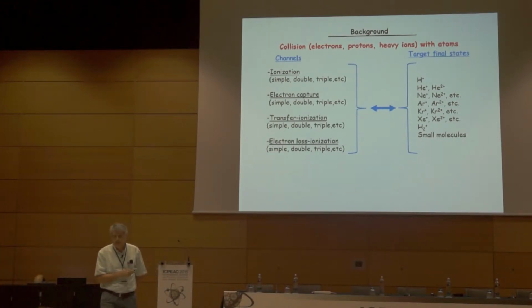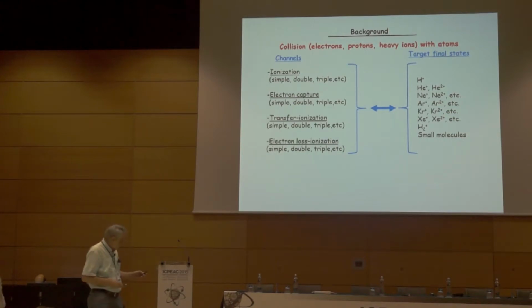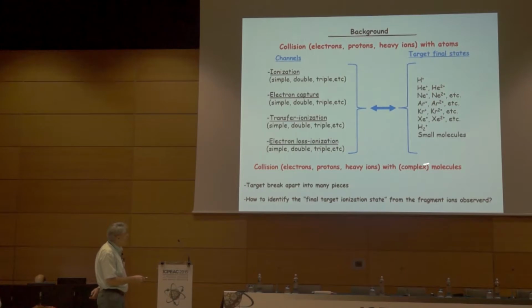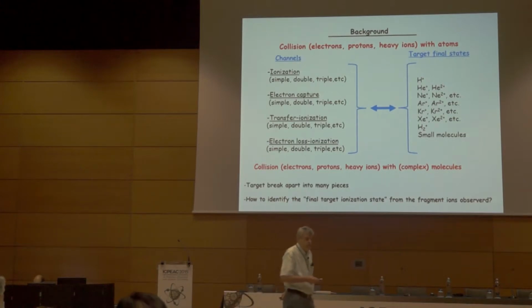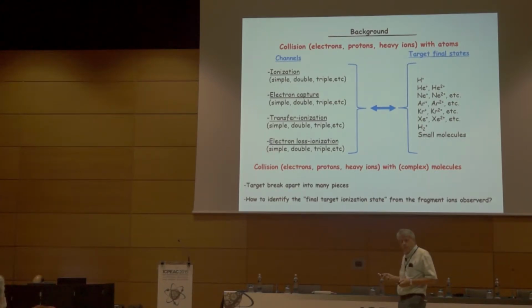They are sometimes very complex, so the fact that you use atoms, and the atoms have a well-defined final charge state, makes the analysis and the study much more reliable. When you make the collision with complex molecules, we have trouble because the target breaks apart in many pieces, and we don't know how to identify the final target charge state from the fragment ions observed. We have a lot of fragments, and measuring only those fragments, we don't know how to identify the final state. So you get a little bit lost in identifying all these processes.